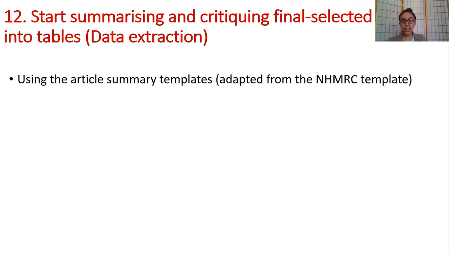All right. So yes, then what do you do? Once you have decided these are the 50 studies or 83 studies or 10 studies, whatever it is, these are the number of studies which I will be including in my systematic review. Then you start summarizing your studies using the study summary template.